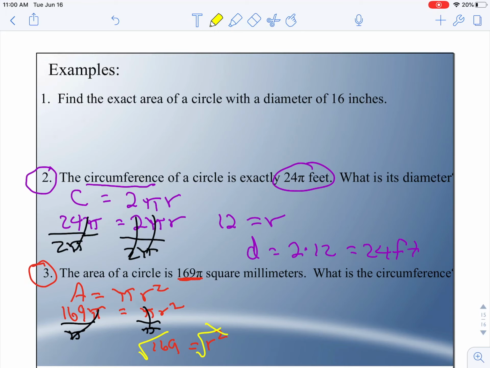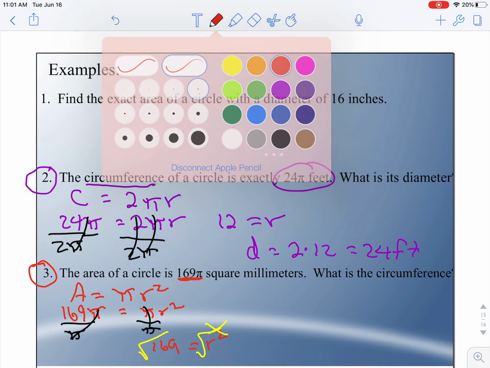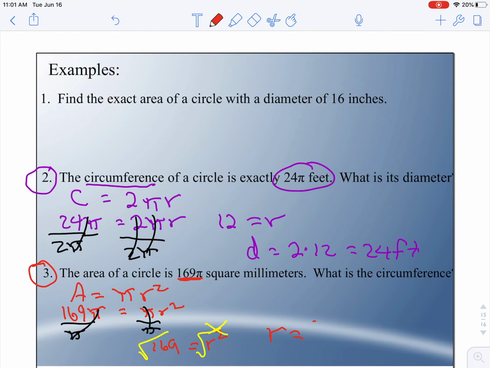So again, to solve these, I'm taking the square root of each side. Squares and square roots are opposite operations, so they cancel each other out. So I get my radius is plus or minus 13, but I can't have a negative radius, so my radius equals 13. Now, you might think, oh, I'm done. But remember, this question asks you what is the circumference. So now my circumference equals 2 pi times 13.